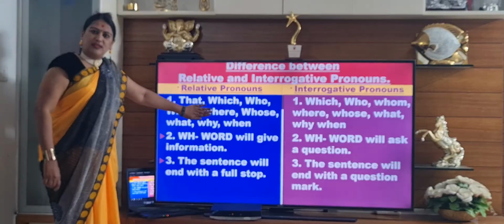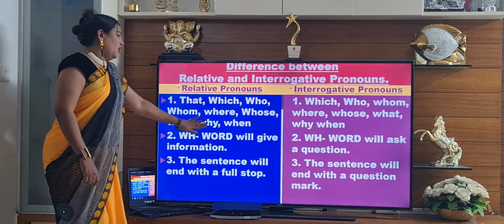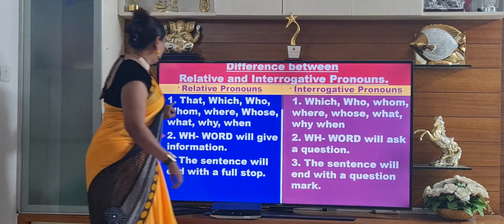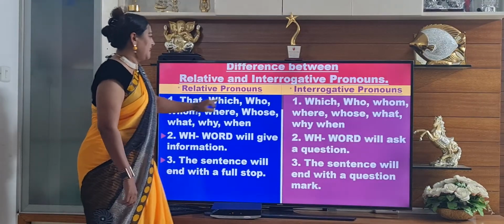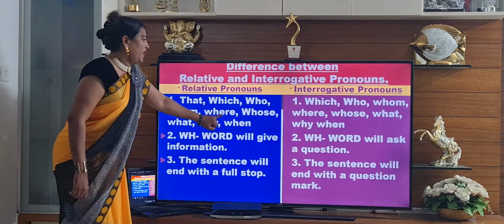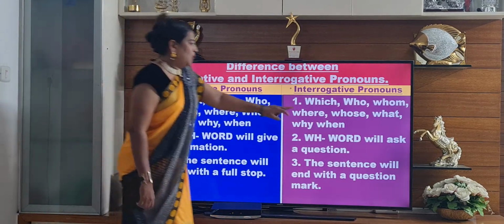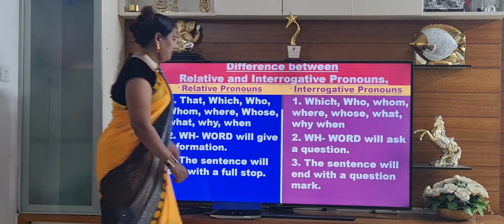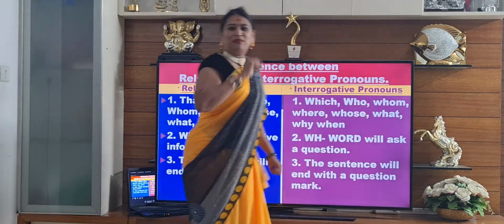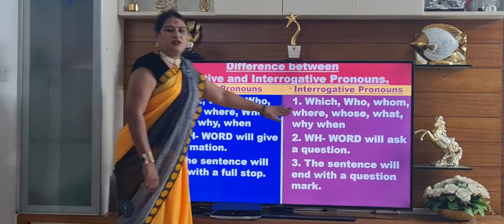The first point talks about the list of words that will follow. That, which, who, all these will come. But when it comes to interrogative, that will not be used. You won't find that here. Here, that is there. No, that. The rest are all there: which, who, whom, where, whose, what, and then why, when. So all the words are there except that. Got it, dear? So that is not used in this.